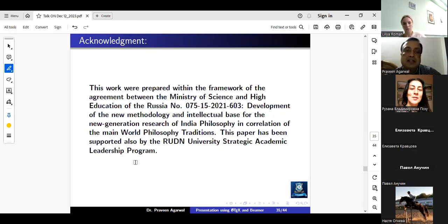I acknowledge that this work was prepared within the framework of the agreement between the Ministry of Science and Higher Education of Russia, number 0751520216003, and the development of a new methodology and intellectual base for the new generation research of Indian philosophy in correlation with the main world philosophy traditions. This work has been supported also by the RUDN University Strategic Academic Leadership Program.